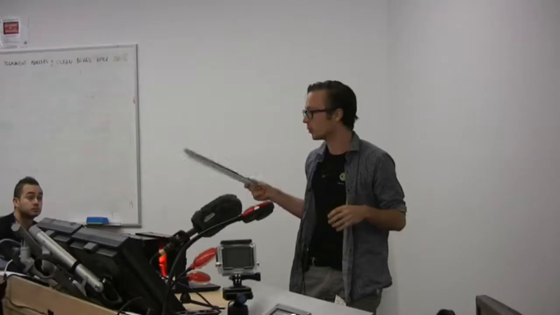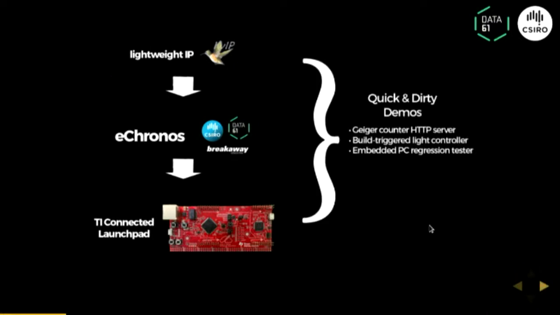Before I get into exactly what I want to talk about, I'll talk about what I've done. So what I've taken is the TI Connected Launchpad, which is a commonly available dev board that you can get extremely cheaply, and ported eChronos, which is a nice real-time operating system, to it. And then I've ported lwIP, which is a TCP/IP stack, to that. After doing all this, that's the majority of the work on the left there, I've created some quick and dirty demos, which are sitting over here, and I'll demonstrate later on.